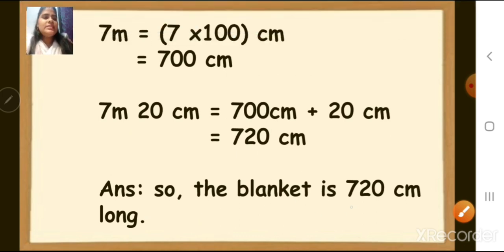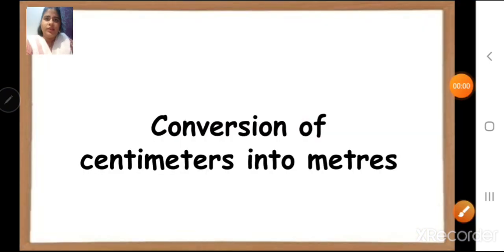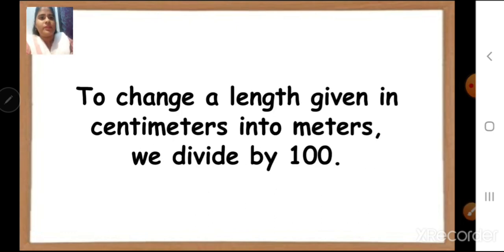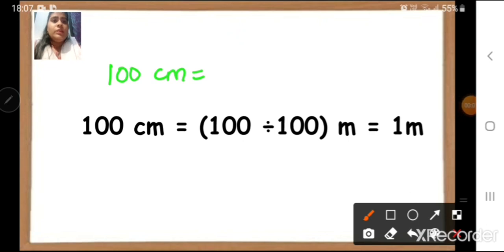So the blanket is 720 centimeter long. Now let us see the conversion of centimeters into meters. To change a length given in centimeters into meters, we divide by 100. Children, from meters to centimeters, we multiply by 100, and if we want to change from centimeters to meters, we divide by 100. So children, if we want to convert from centimeter to meter, we have to divide by 100.